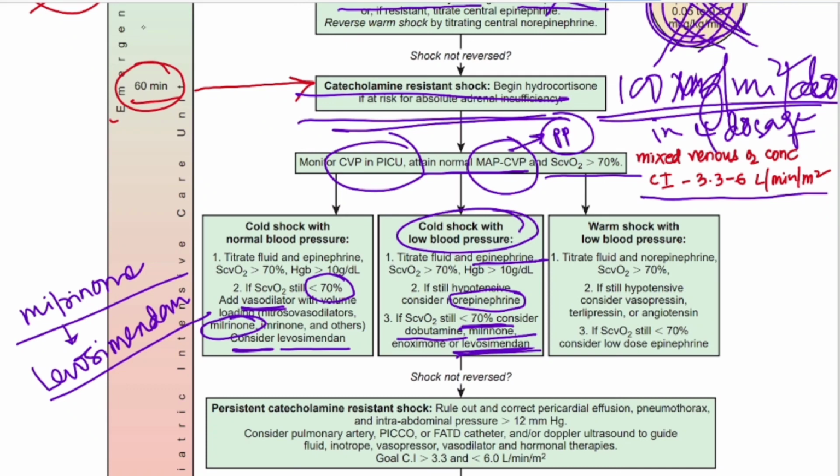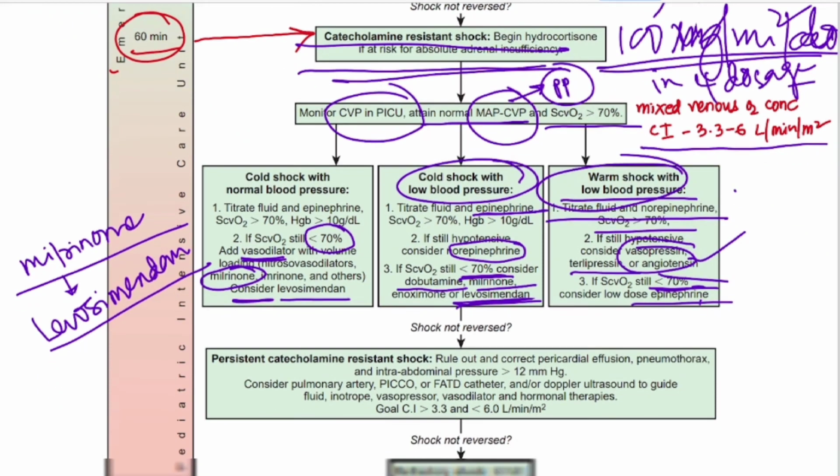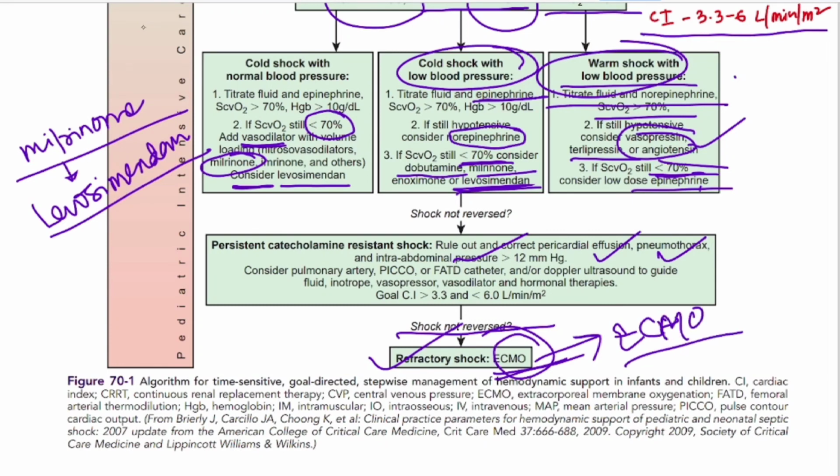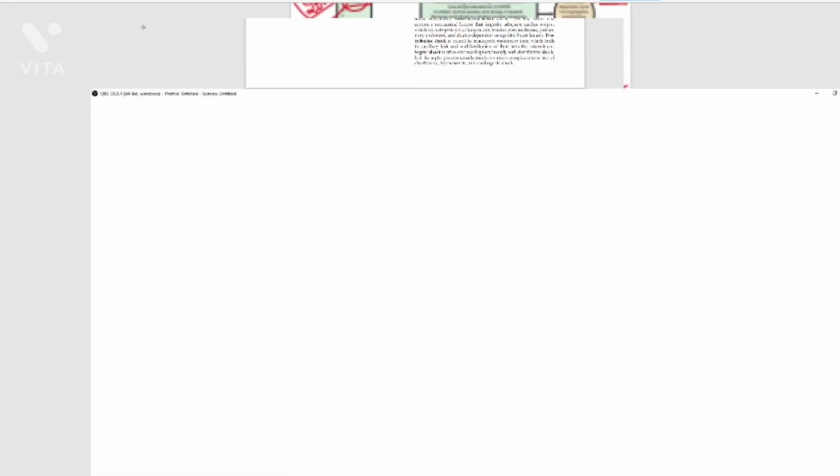Or the next scenario, warm shock with low blood pressure: titrate fluid and norepinephrine, and if norepinephrine has been started but the heart is compromised, you can start vasopressin in this case. Vasopressin, terlipressin, or angiopressin. Generally we use vasopressin. If the heart is compromised, you can start low dose epinephrine. If norepinephrine has already started, add on epinephrine. If shock is still not reversed, then rule out and correct pericardial effusion, pneumothorax, and intra-abdominal pressure more than 12 mm of mercury, and if shock is not reversed, treat it as refractory shock with ECMO. ECMO has to be started. Okay friends, now this is the end of shock management. We'll end this topic today.